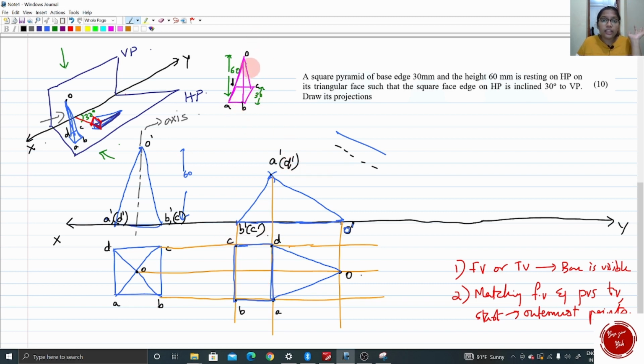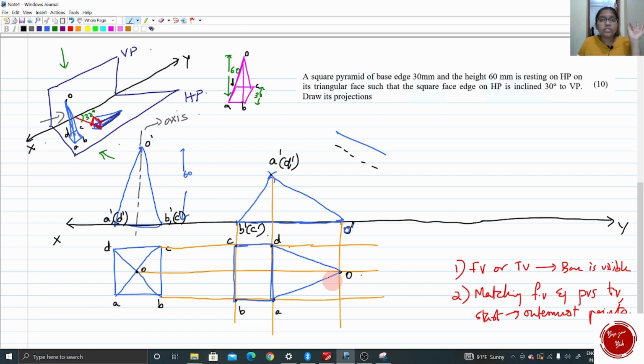Now the lateral edges are OA, OB, OC and OD. Check for now. OA is connected. Is OB connected? No. OB is not connected. Also OC is not connected, but OD is connected. Now the next step is to connect the lateral edge OB and the other lateral edge OC.